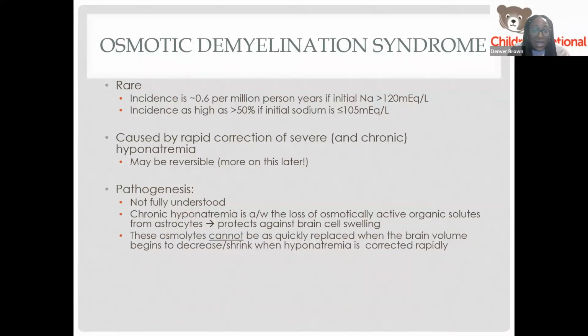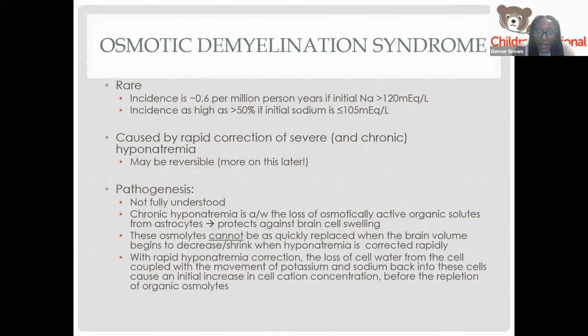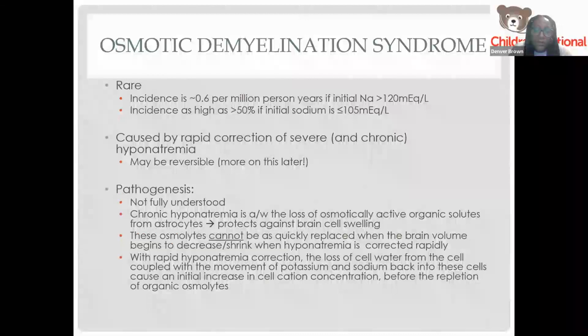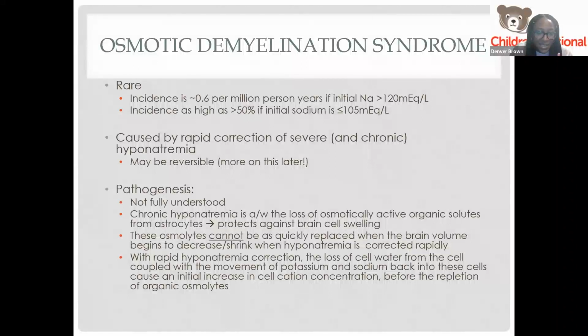So the osmolytes cannot be as quickly replaced when the brain volume begins to decrease or shrink when hyponatremia is corrected rapidly. And that means if we bring that serum sodium up too fast, the water that's in the cell, again, wants to go where the solutes are, so it's going to go out of the cell. And that's why the cell shrinks. With rapid hyponatremia correction, the loss of water from the cell, coupled with movement of things like potassium and sodium back into the cell, causes an initial increase in the cell cation concentration before the repletion of these organic osmolytes.